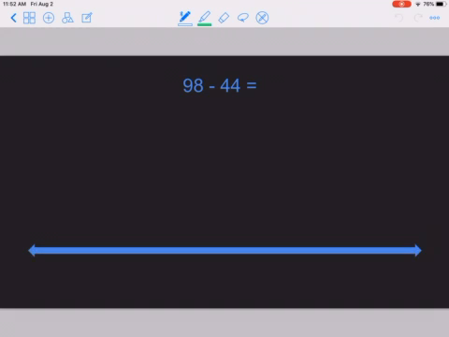98 minus 44. Okay, 98, we're subtracting. We're going to find the difference. I'm going to start here. 98. 44, we can break up into 40 and 4, and I'm going to even break the 40 down more into 4 tens. So I'm just going to subtract 4 tens first. You don't have to do that. If you are comfortable with subtracting 40, you can do that, but I'm going to break it down here.